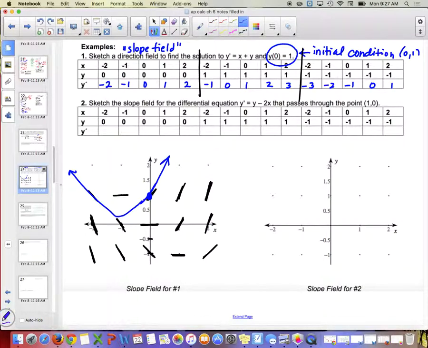All right, so y minus 2x. I'm going to have 0 minus 2 times -2, so I'm going to get 4. 0 minus 2 times -1 gives me 2. Then I have 0, -2, -4.